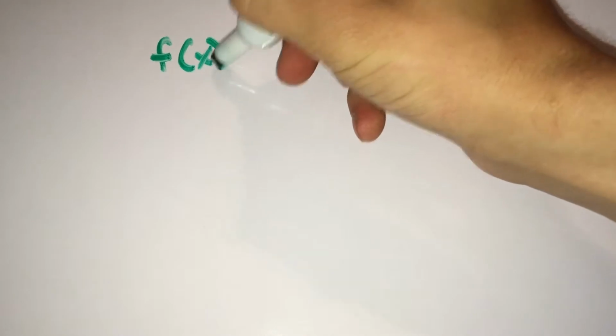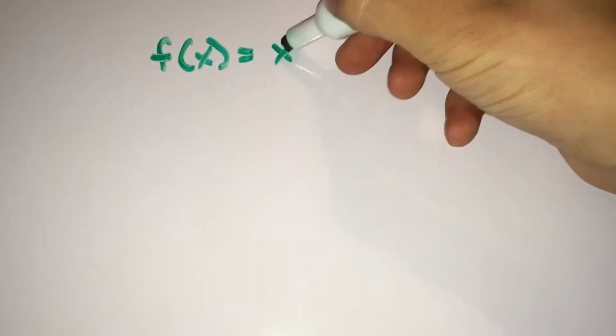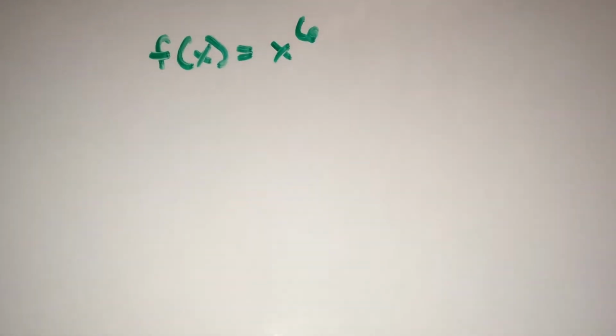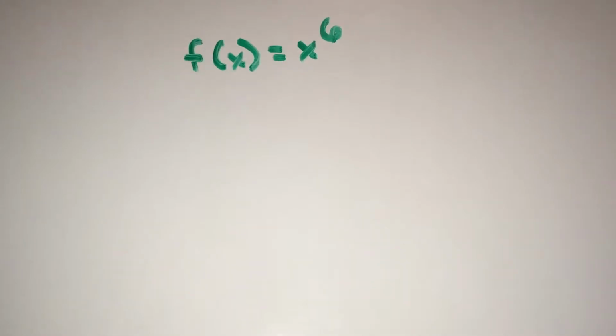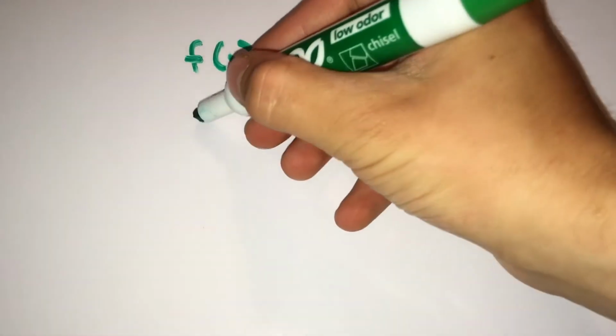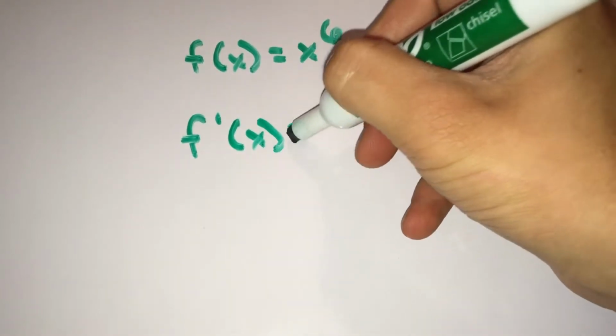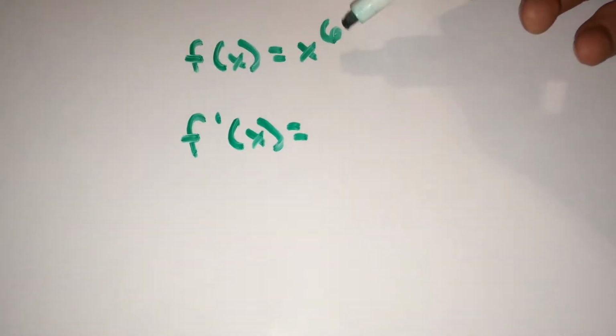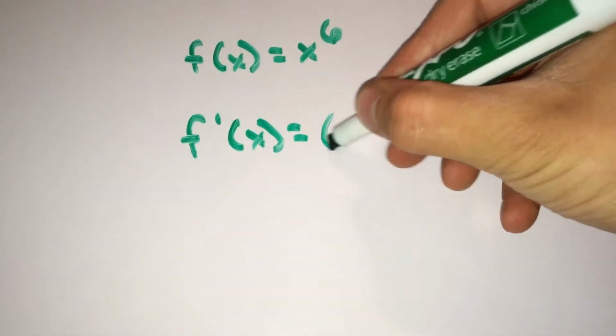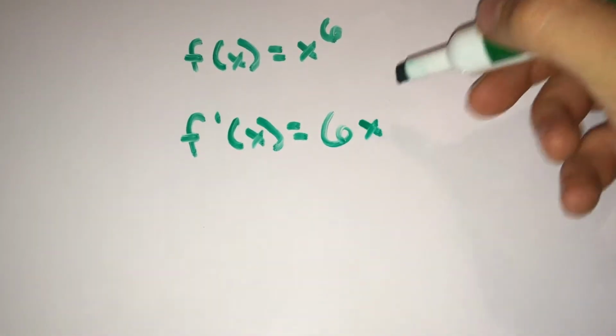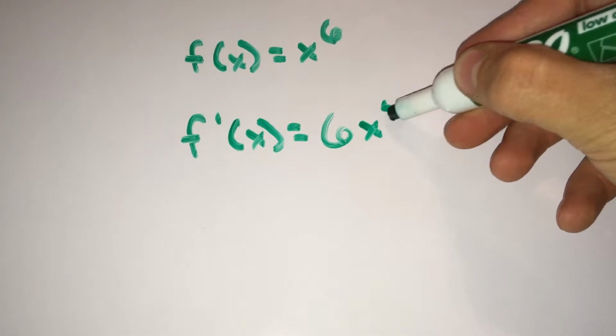So we have f of x equals x to the 6th. So we can just imagine a number 1 in front of x because the coefficient on x is just 1. So 6 times 1 is 6, so that's going to be the coefficient on our derivative. So we'll have 6x to the 5th power because we got to subtract 1 from the exponent.